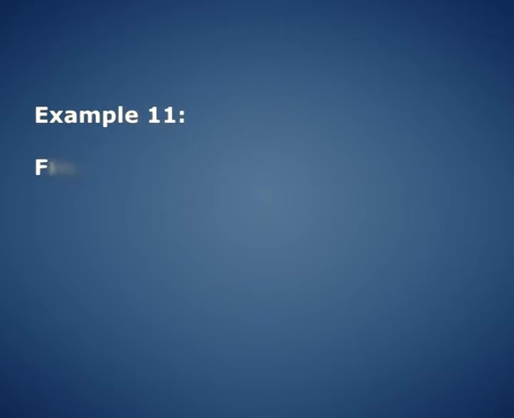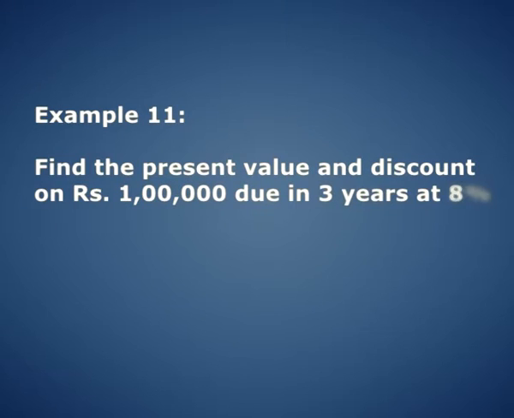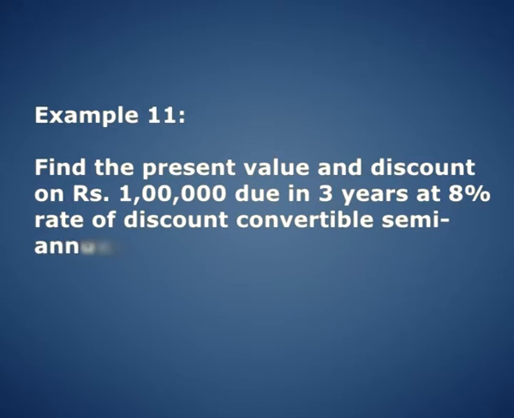Now let's see an example. Find the present value and the discount on rupees 1 lakh due in 3 years at 8% rate of discount, convertible semi-annually.